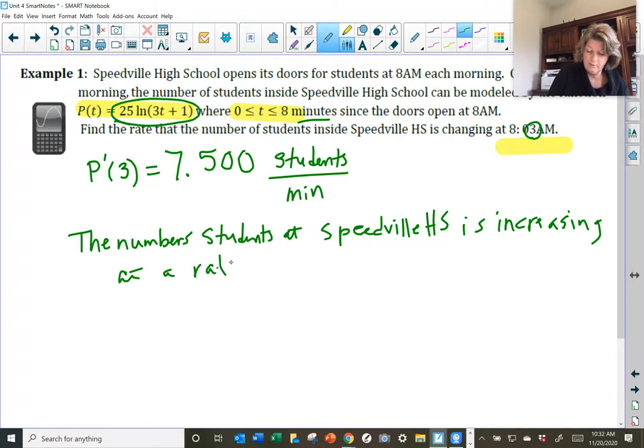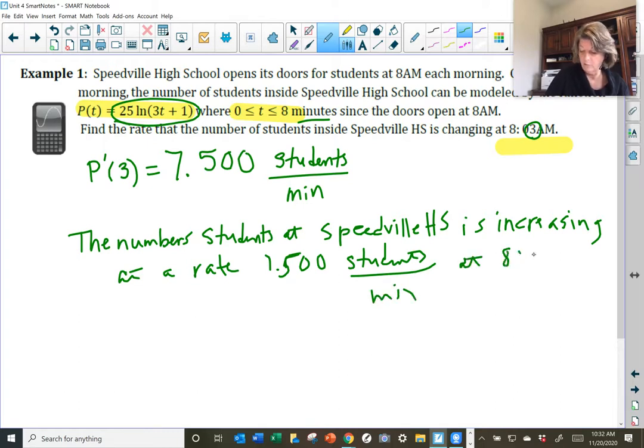So if we talk about a rate, we know we've done a derivative, at a rate of 7.500 students per minute at, and then I'm going to say at 8:03 a.m. Okay. Or you could say at t equals 3. That would be fine too, at 3 minutes. But there we go. So not too hard a problem.